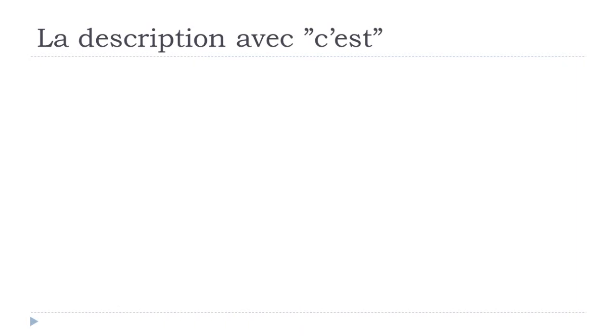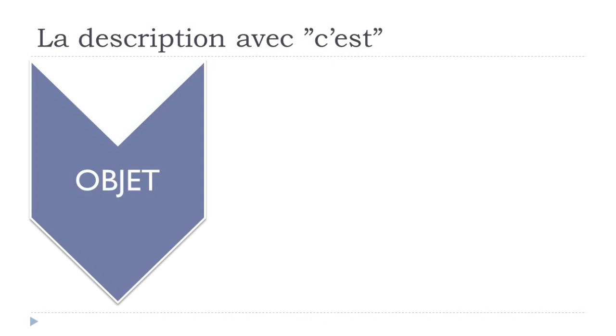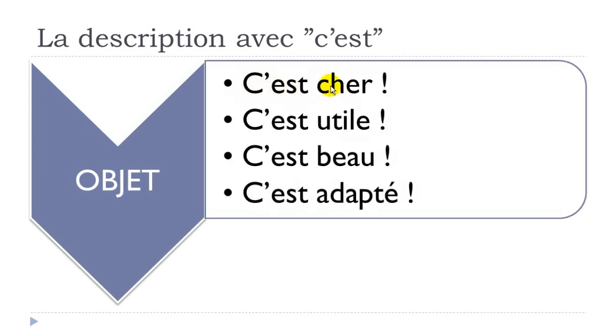Okay, let's continue now. It could be for an object as well. You could describe an objet. So let's see now. C'est cher. Cher is expensive. C'est utile. Utile, useful. C'est beau, beautiful. C'est adapté, adapted. C'est cher, c'est utile, c'est beau, c'est adapté. Remember, all these adjectives are in the masculine form, like I said previously.